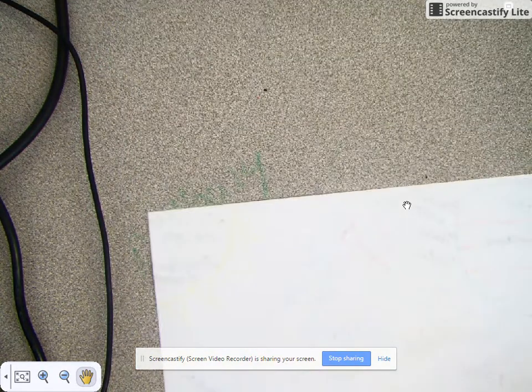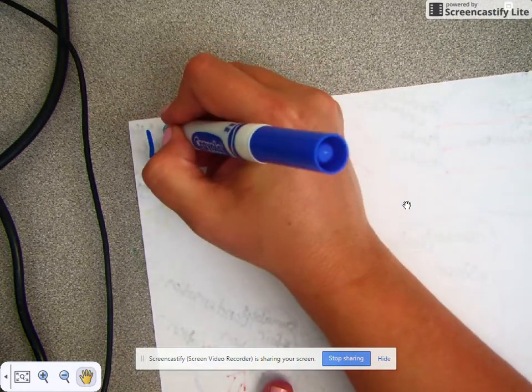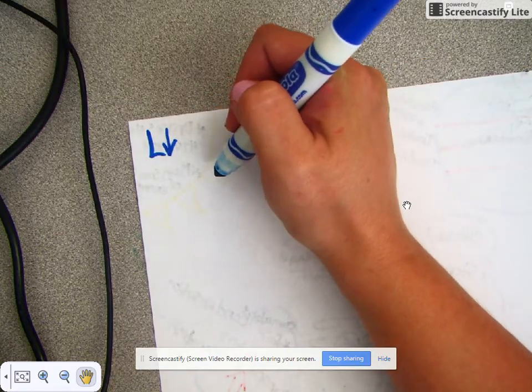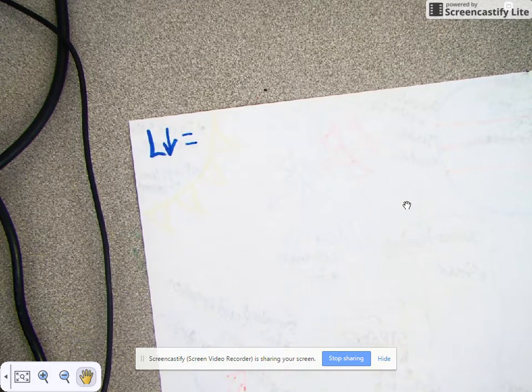Okay, the very first thing that we're going to talk about with weather is low pressure system, which means a decrease in the barometer. What weather is associated with a low pressure system?